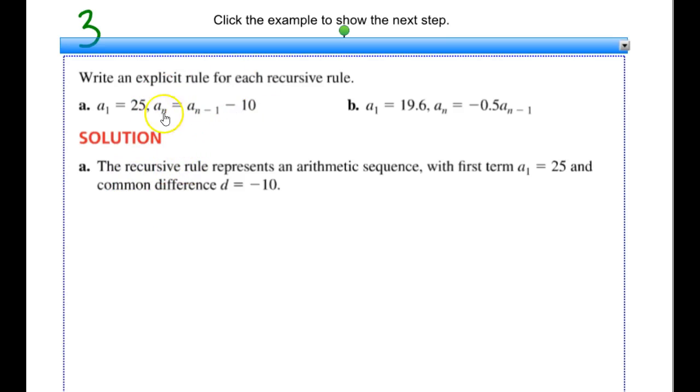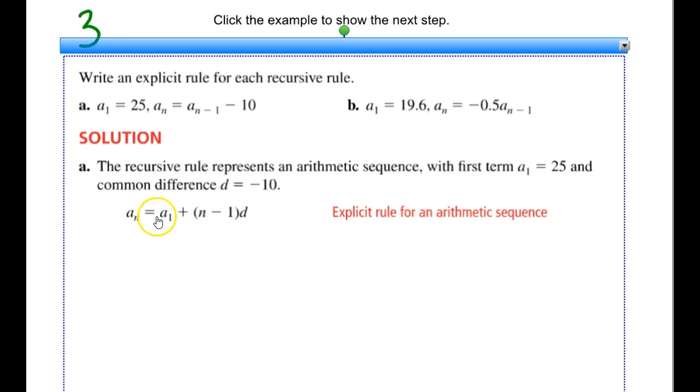So this one, this part A, tells me that this is an arithmetic sequence, right? Because I'm adding or subtracting. And my first term is 25, and I know that my common difference is negative 10. So I'm adding a negative 10 each time to get the new value. Okay, so then I can go back and look at my explicit rule for an arithmetic sequence, and we learned about this a couple of chapters ago. So look back in your notes if you can't remember where this is at.